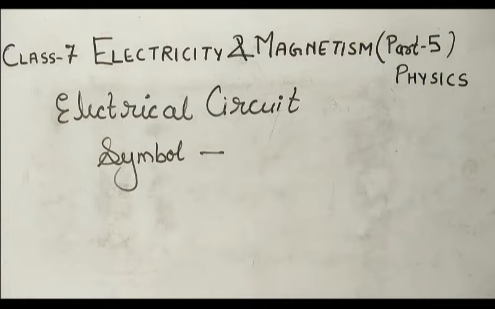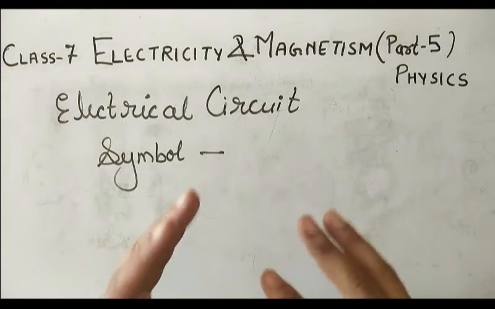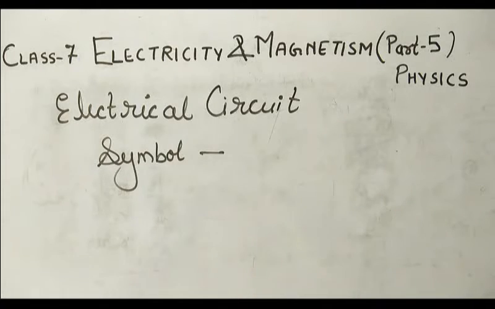And through these symbols we complete the electric diagram, because everywhere you are not going to write the name, that this is the resistor, this is the battery, this is the switch. So instead of writing those things, you use the symbol. And one symbol I already taught you, the resistor. So let us see whatever symbols there are and how they are used.